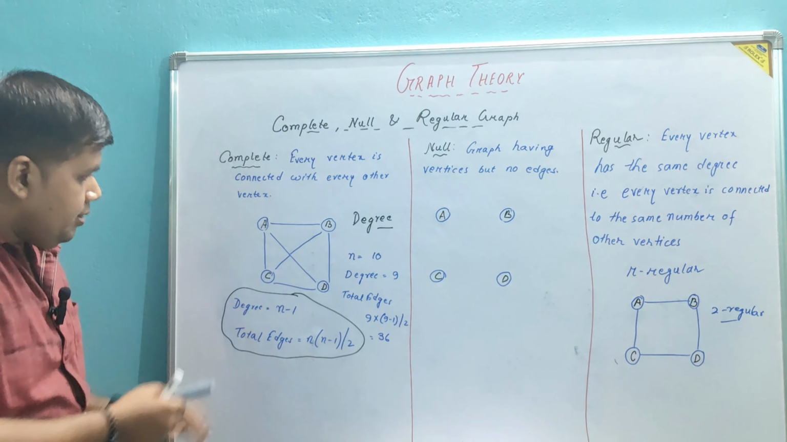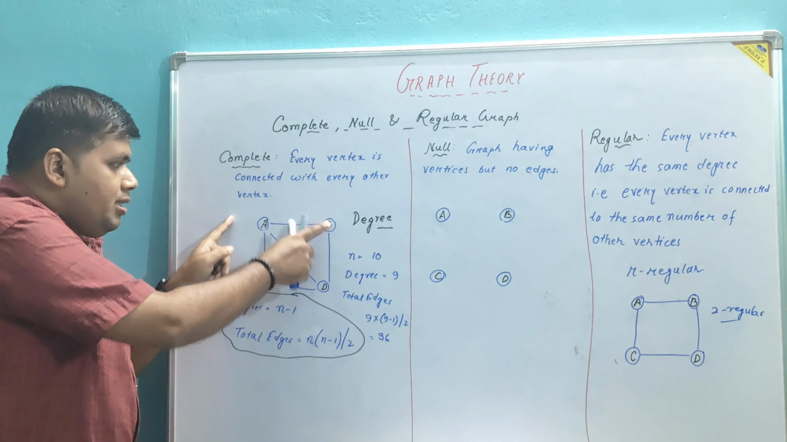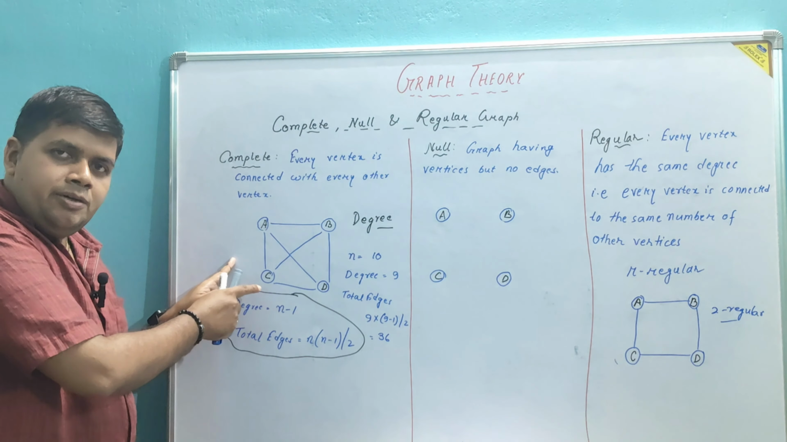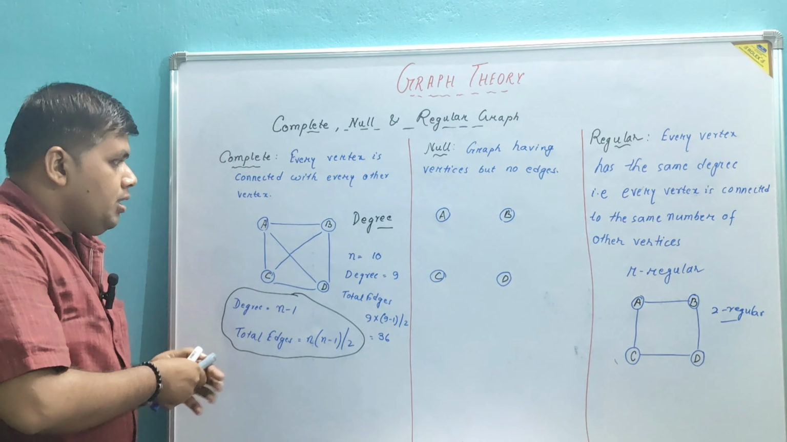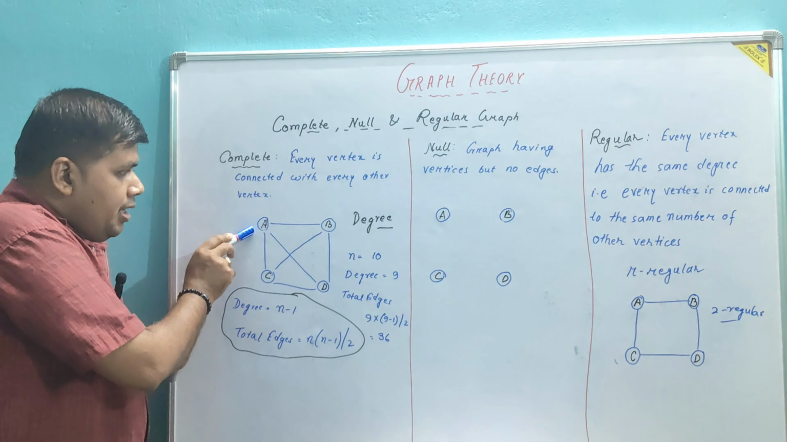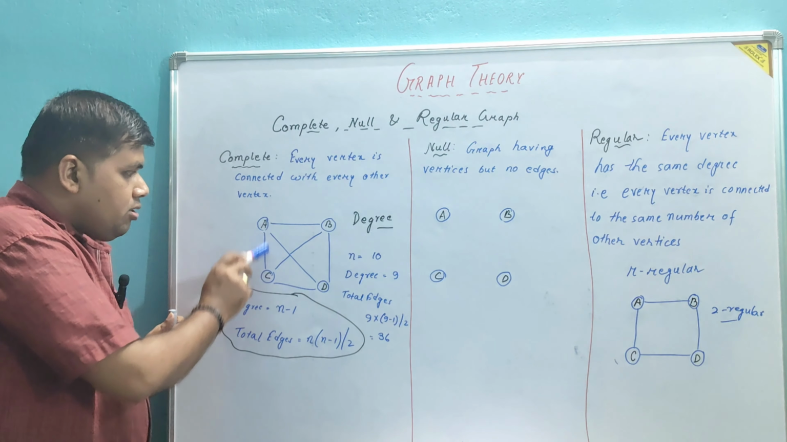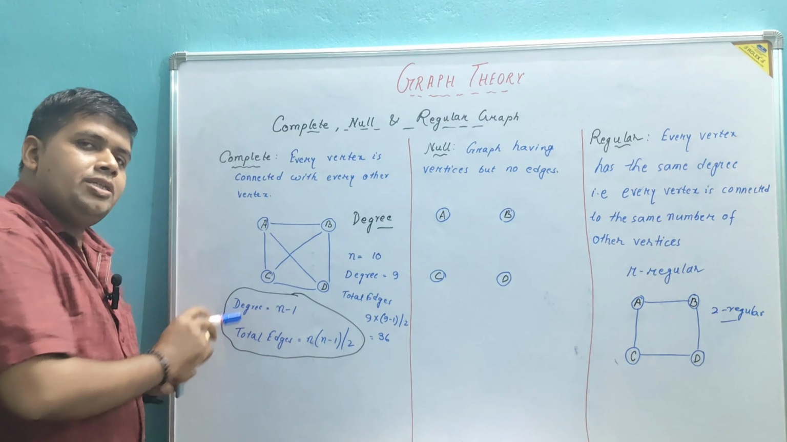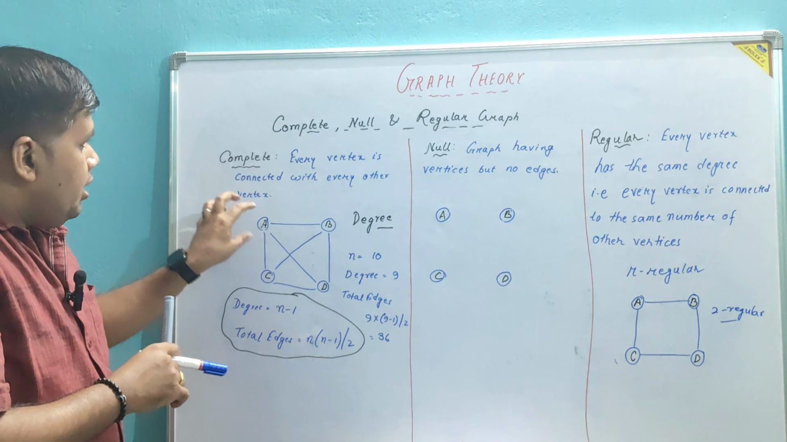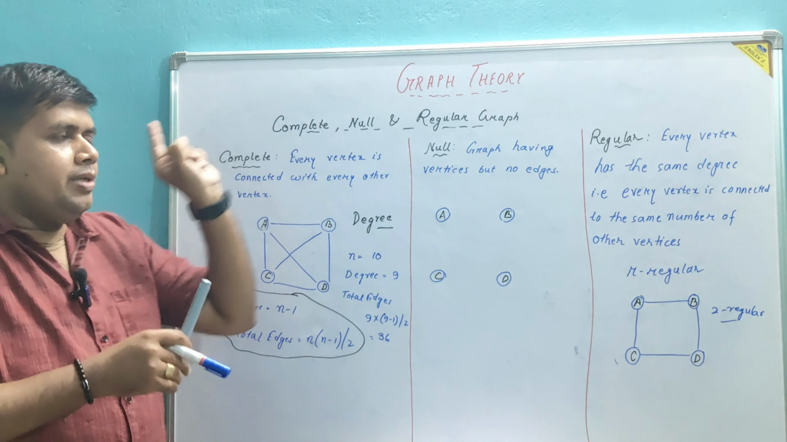So, although it is a regular graph, it is not a complete graph. Now, take the other case. Is this graph a regular graph? Yes. How? Because A has degree 3, B also has degree 3, C also has degree 3, and D also has degree 3. So, this complete graph is also a regular graph.